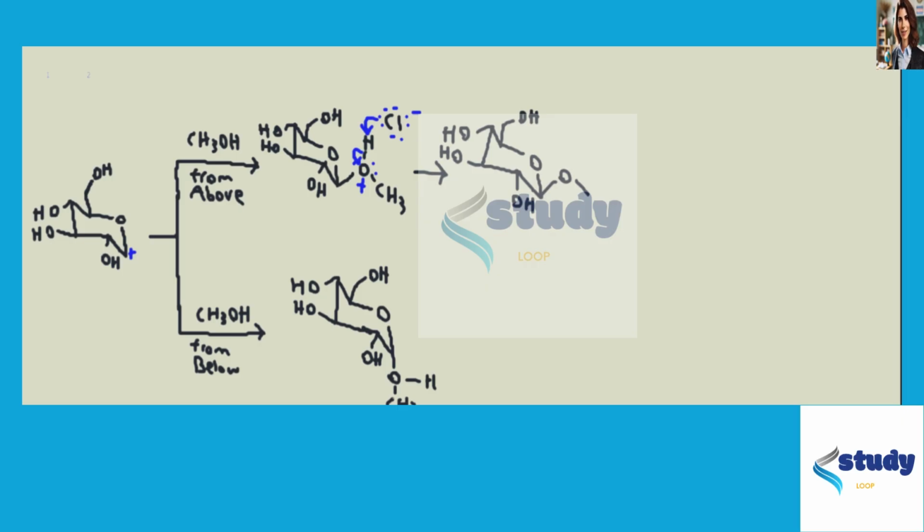And what can happen now is the exact same thing. So we'll have a positive charge and one lone pair on this oxygen. And again, the chloride ion is going to come along and deprotonate. And so the result of that is going to be the same molecule, but with the opposite orientation at this acetal.